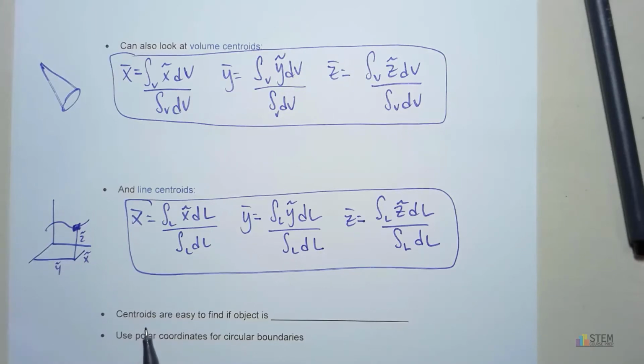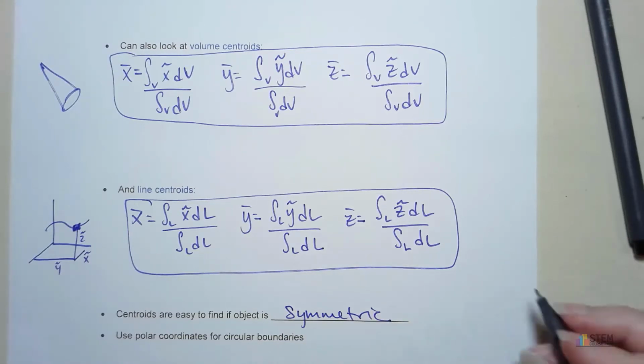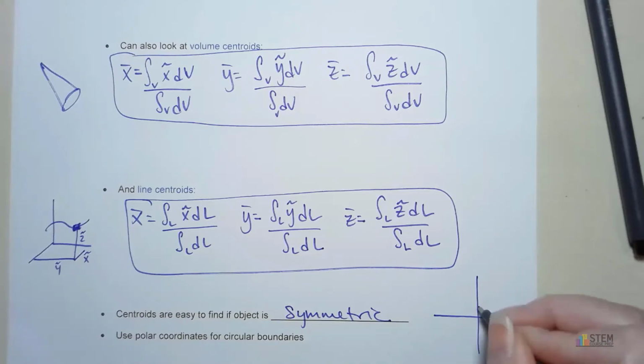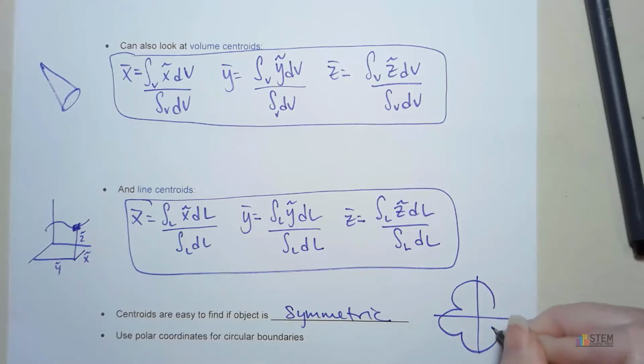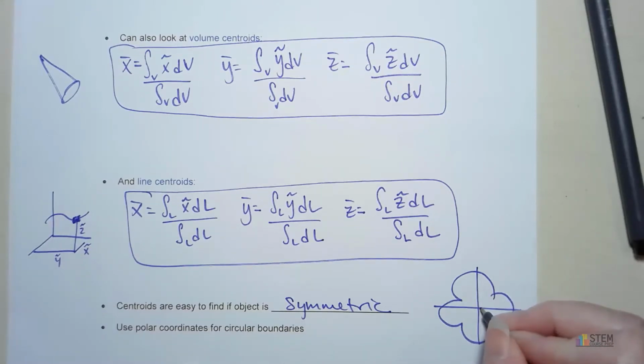Now centroids are going to be easy to find if your object is symmetric. All right, so if you think about it, let's say we have something that looks like this. And let's draw something that looks like a flower. This is supposed to be symmetric, but y'all know I can't draw symmetric things. If this was nice and perfectly symmetric, then we know where the center of mass is going to be. It's going to be right in the center. So if it's symmetric, it's going to be pretty easy to figure out where your center of mass, or your centroid, is. So just keep that in mind.